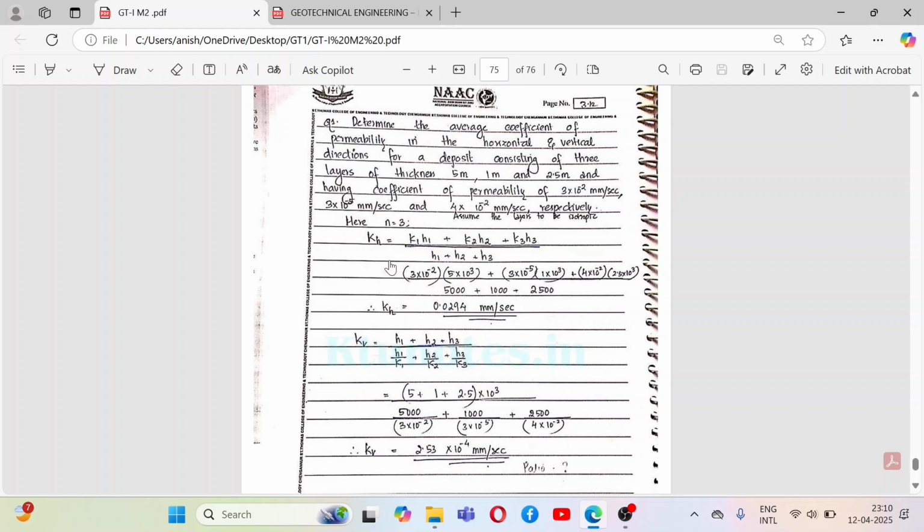So we have KH horizontal equal to K1H1 plus K2H2 plus K3H3 divided by H1 plus H2 plus H3. So 3 into 10 power minus 2 multiplied by, as it is given in meter, we convert it to mm, 5 into 10 power 3, and substitute for everything, K2H2 and K3H3 divided by H1 plus H2 plus H3. You get KH equal to 0.0294 mm per second.